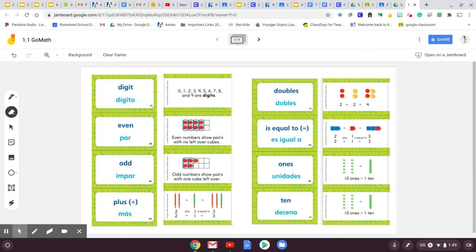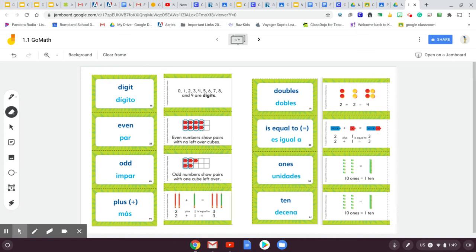I'm going to be going over chapter 1.1, the vocabulary, and that's on page 56 of the math book. So we talk about digits. Digits are numbers 0 to 9. We call them digits, and then when we put them together, we actually call them numbers. So we have 0, 1, 2, 3, 4, 5, 6, 7, 8, 9 are digits.